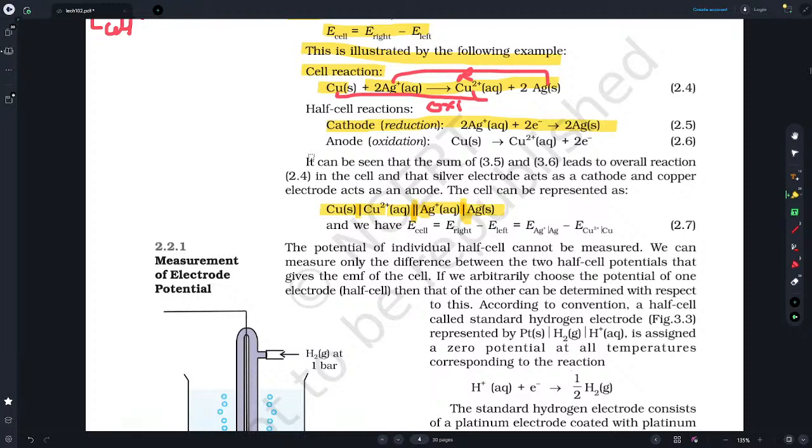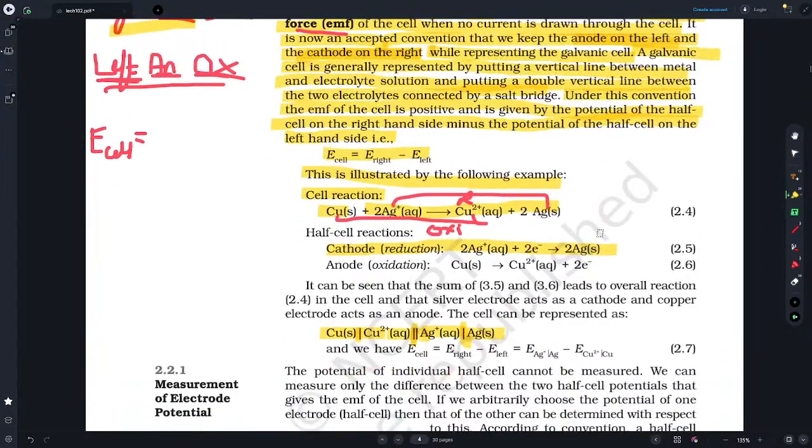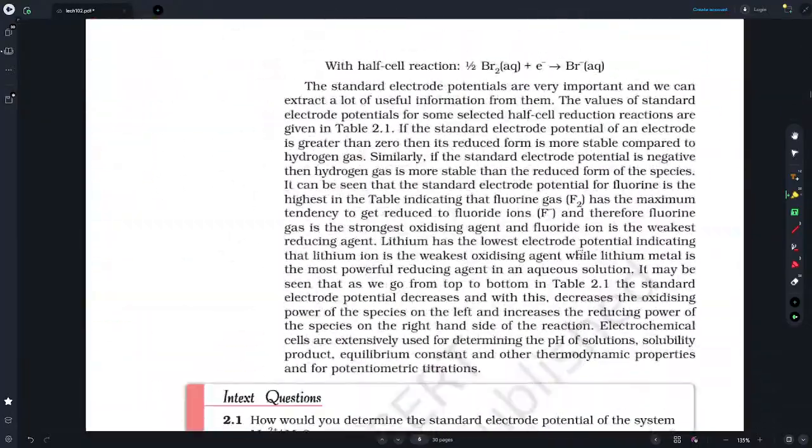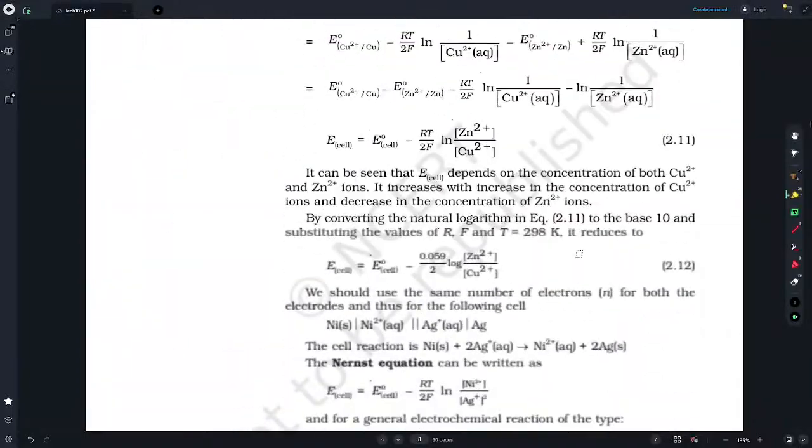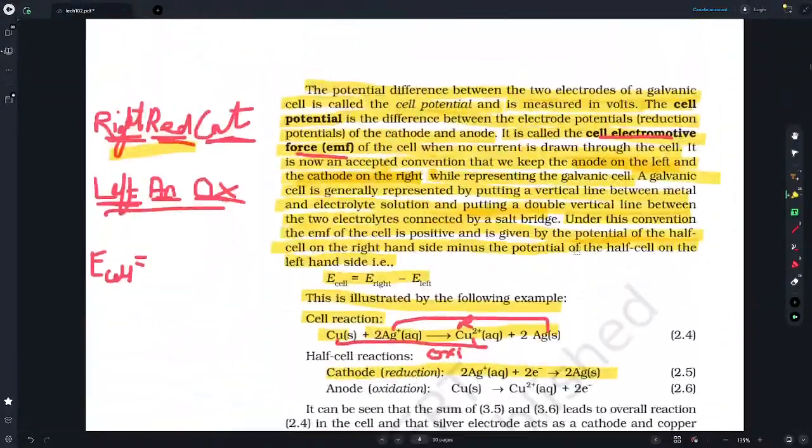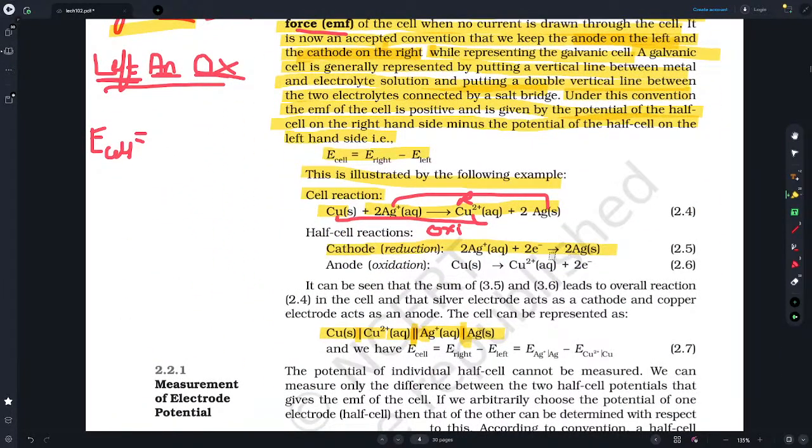It can be seen that the sum of reactions 2.5 and 2.6, which are the cathode reduction reaction and the anode reaction, these two half reactions, will give the overall reaction. In the cell, the silver electrode acts as a cathode and the copper electrode acts as an anode.